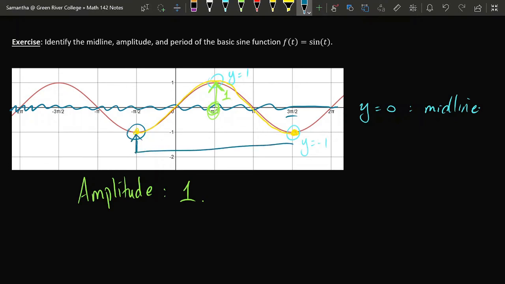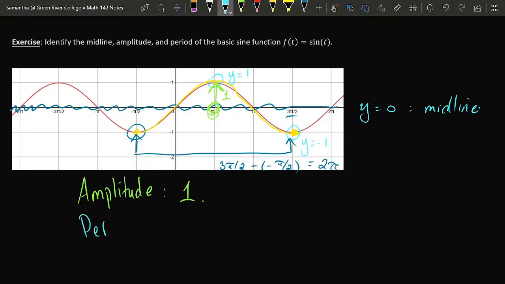So what is the horizontal distance between 3π/2 and -π/2? To figure that out, we can look at the difference between these two, which is equivalent to 2π units. In other words, it takes the regular basic sine function 2π units in order to repeat. That's actually something that we've had a brief look at before. The sine function repeats every 2π units.